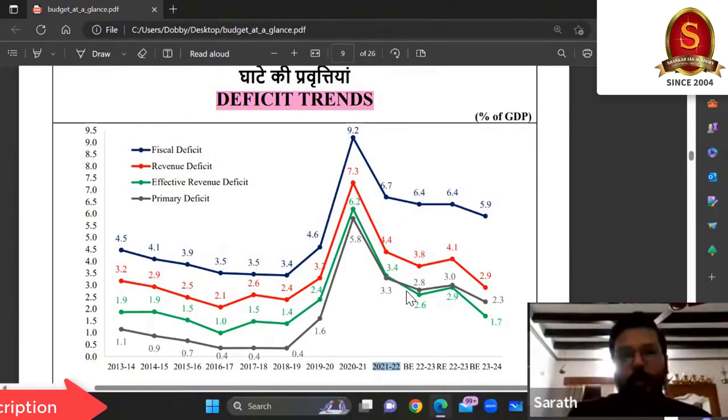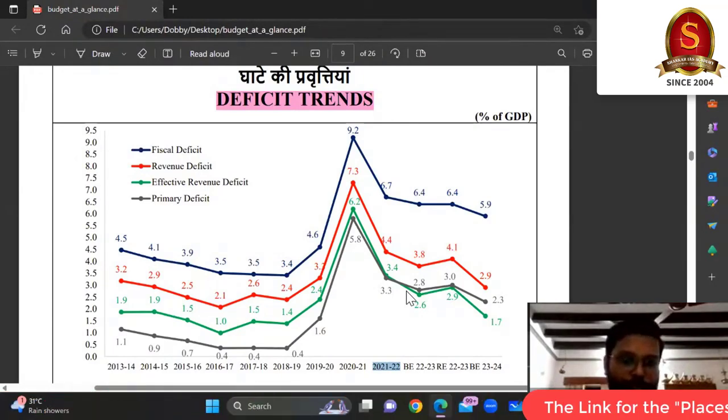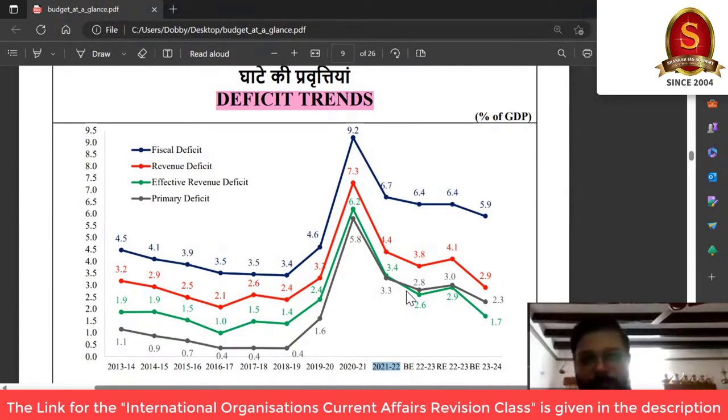So this is what you take away if you see a graph like this. Now, what is observable here? If all the graphs throughout the journey had been in the way where fiscal is highest, revenue is next, effective revenue is next, primary is next, there is nothing to observe. But in 2021-22, there has been a change in trend. It is worth observing. It is worth making a note. So this is the concept that is there.